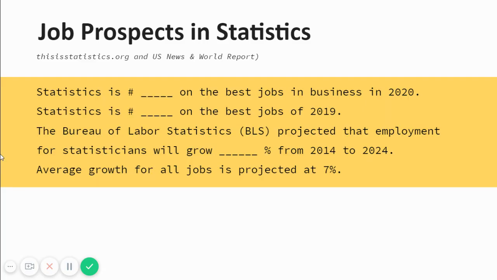What about job prospects in statistics? Statistics is number 1 on the best jobs in business in 2020. It is number 2 on the best jobs of 2019. The Bureau of Labor Statistics projected that employment for statisticians will grow 34% in the decade from 2014 to 2024, where average growth for all jobs is projected at only 7%.